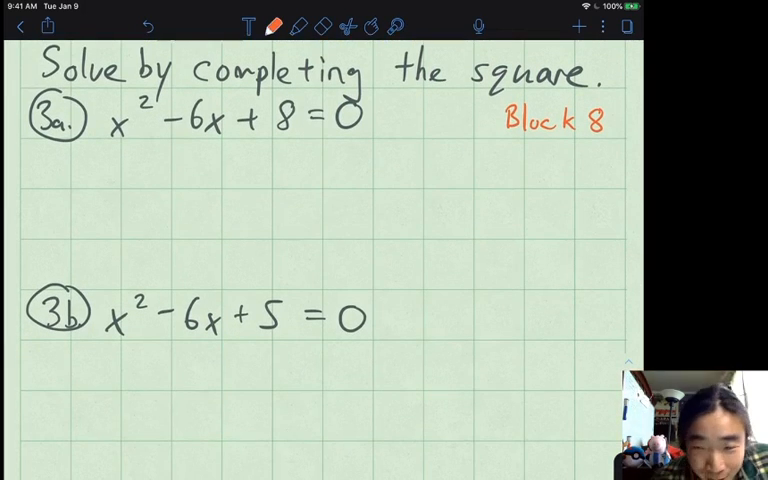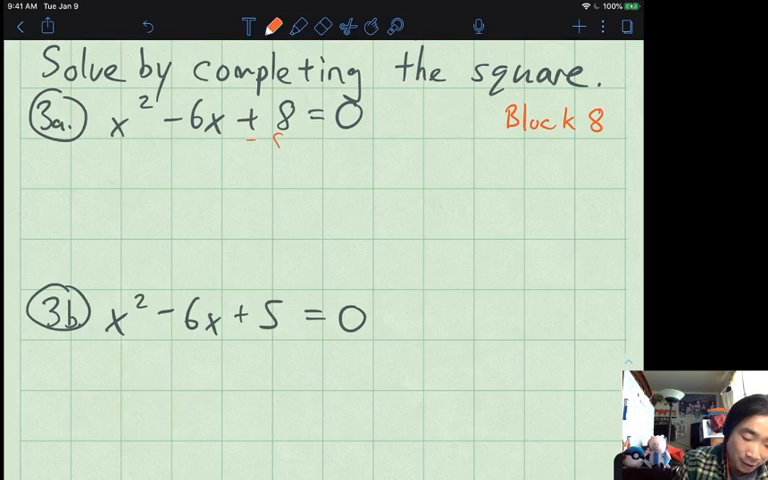So in this first example, we have x squared minus 6x plus 8. We're going to take away 8 from both sides, following what the book did. That equals negative 8. We'll identify our b term. In this case, it is negative 8.